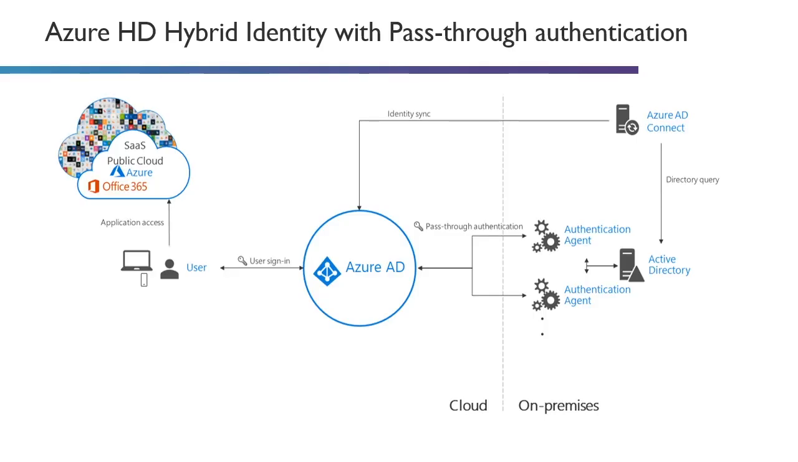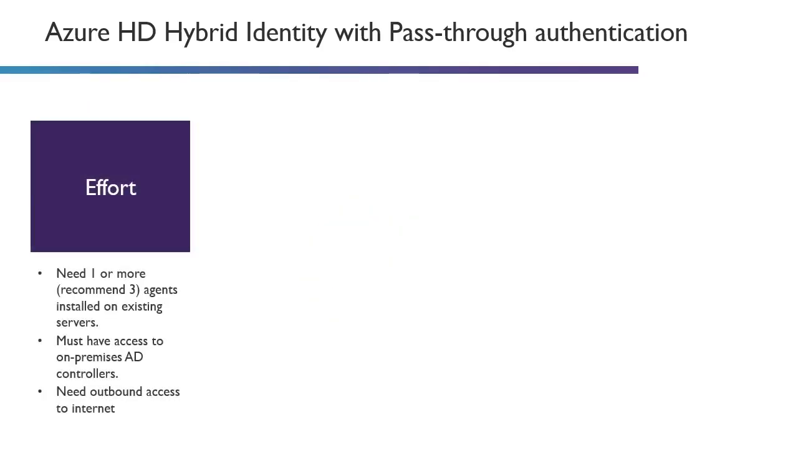The identity is still synced, so Azure AD Connect is doing that identity sync and does the directory queries to do that. But when we actually do the authentication itself, that is passed through. Now, naturally, there are some considerations here. From an effort perspective, you do need one or more agents installed on existing servers, and it's recommended that you have 3 to make sure from a business continuity perspective you're okay, but there is an effort to installing and maintaining those.